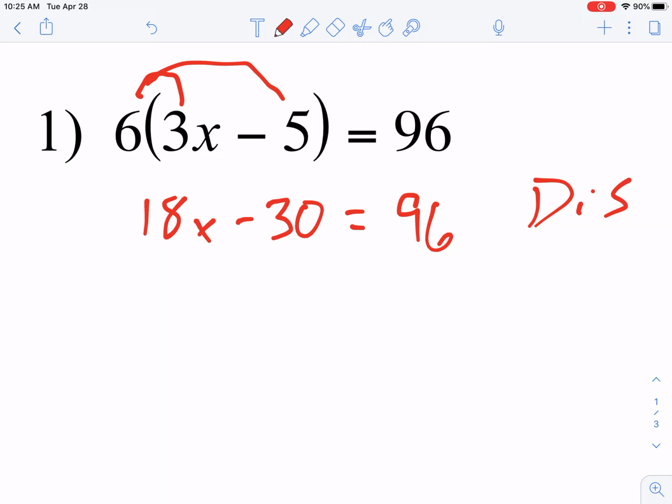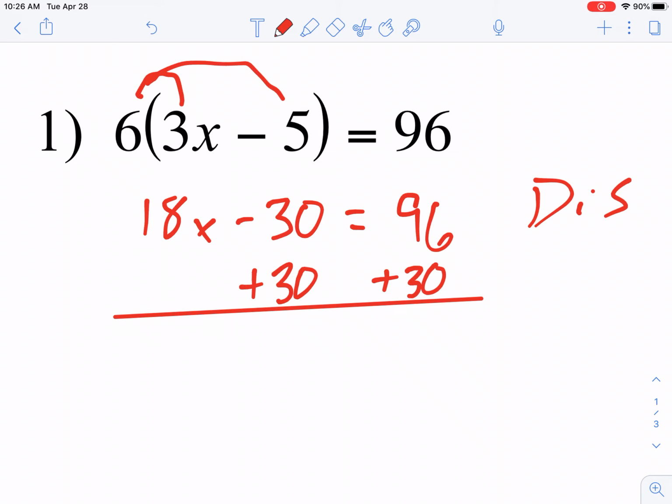Now we have a two-step problem, which we're now going to solve just like we did last week. So the first thing you're going to do is get rid of the minus 30. To get rid of the minus 30, you're going to do the opposite, the inverse operation of subtraction. So you're going to add 30 to both sides. And so that will give you 18x will drop down. These cancel out. And the equal sign drops down. 96 plus 30 is 126. And then you're left with 18x equals 126.